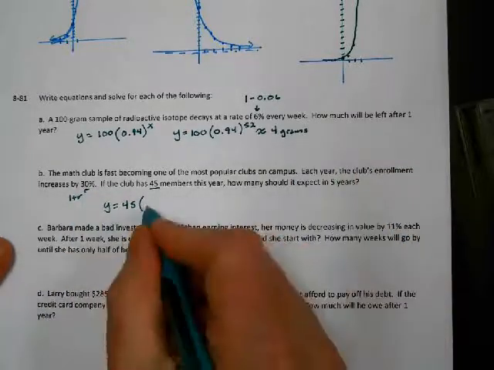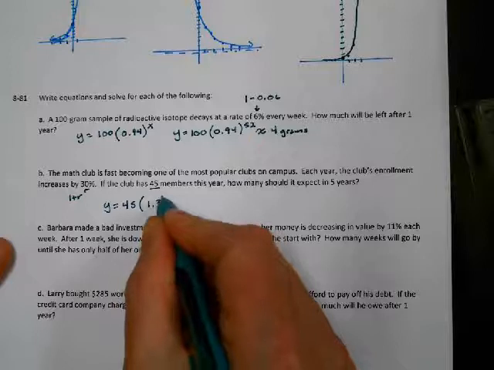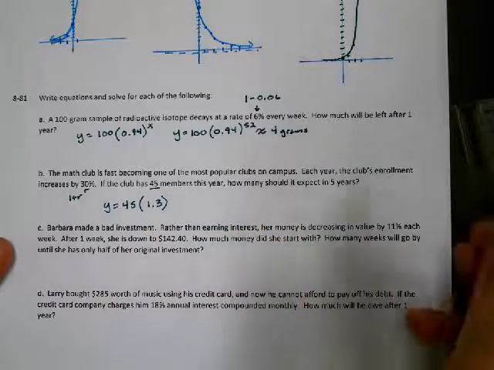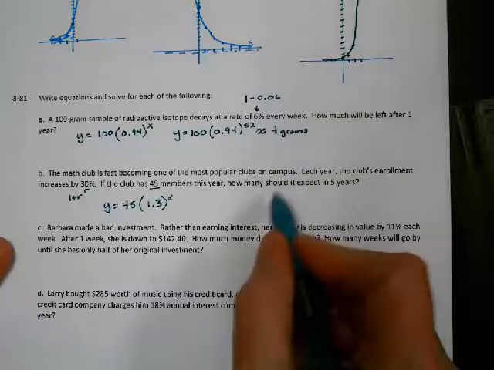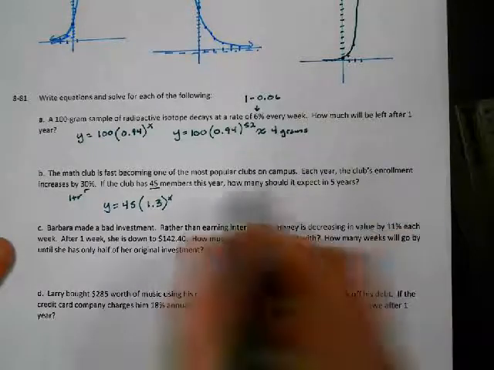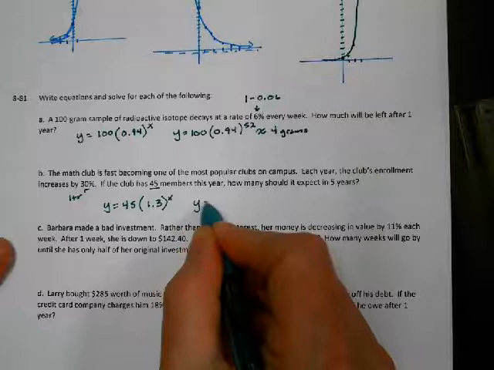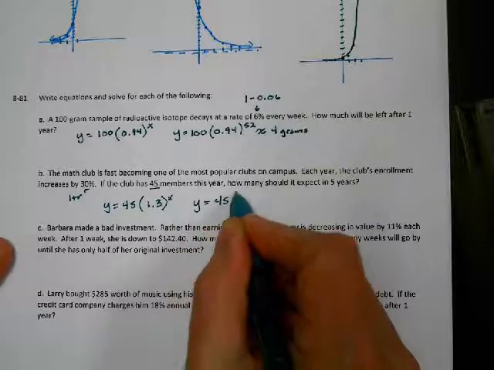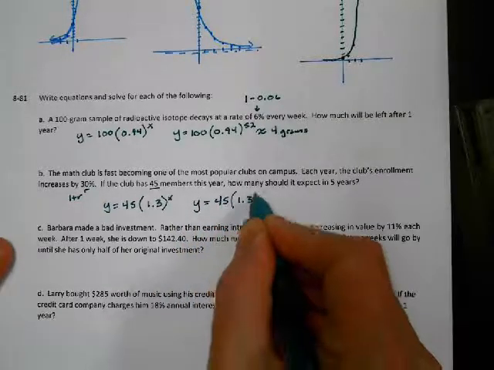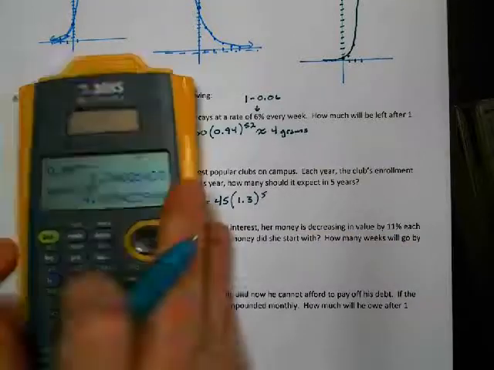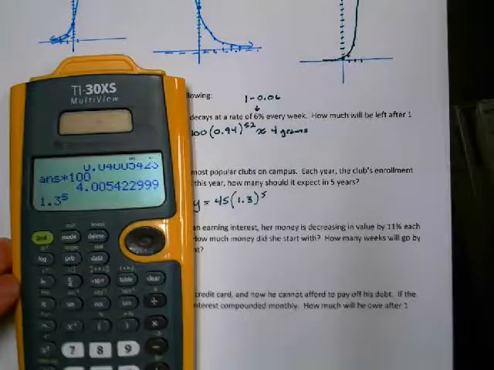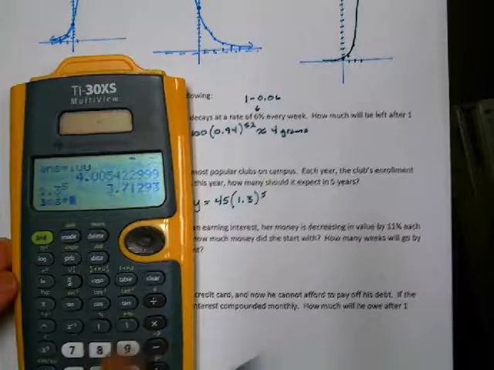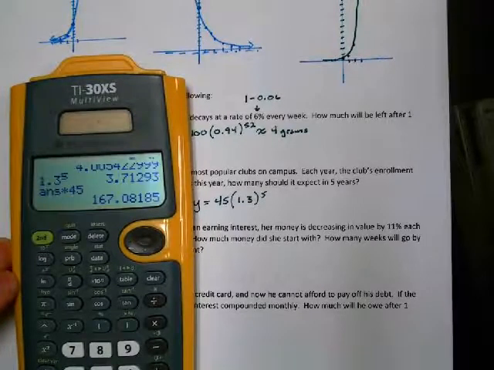And then X for the number of years. And then to solve the problem, we want to know what's going to happen in 5 years. So we're going to say Y equals 45 times 1.3 to the 5th power. I'm going to take 1.3, take it to the 5th power, and then multiply by the 45 students. And I get 167.08. I'm not going to have 0.08 students, so let's just call this 167 students.